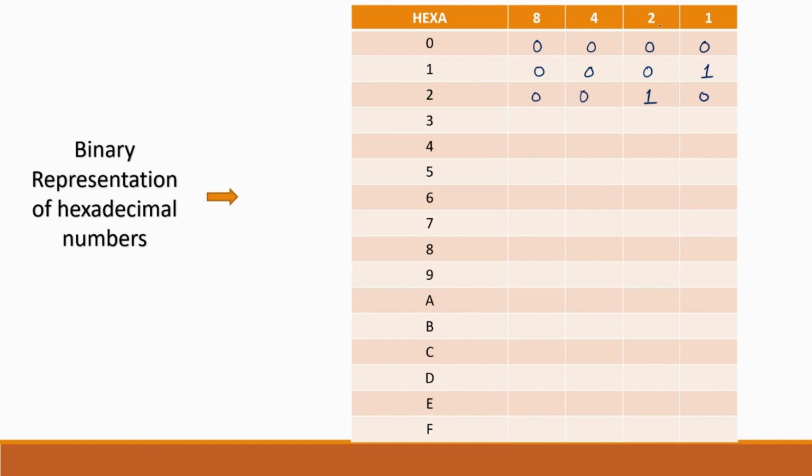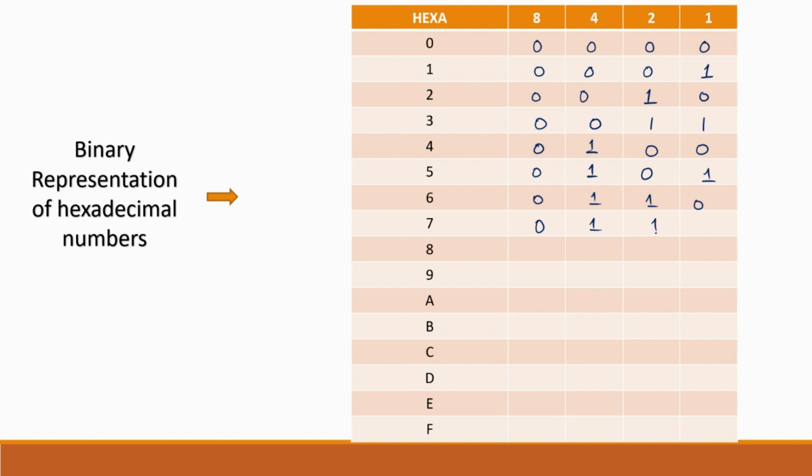For 3, it's 2 plus 1. So we'll put a 1 in the two positions, 2 and 1, and the remaining are 0. For 4, we'll put a 1 under 4. The remaining positions would be 0. For 5, it is 4 plus 1. So we'll put 1s under 4 and 1. The remaining positions would be 0. For 6, it is 4 plus 2. For 7, it is going to be 4 plus 2 plus 1.